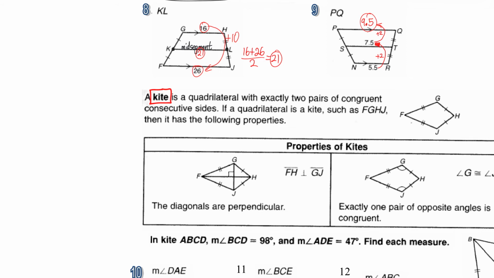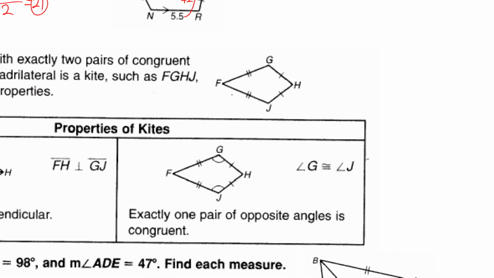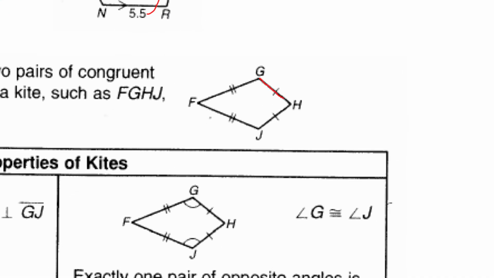So tell me what a kite is based off of what this says right here. Exactly 2. Okay, so it's a quadrilateral with exactly 2 pair of congruent consecutive sides. So what that means is you're going to have this side and this side, that means consecutive, next to each other, where these two are congruent. And then you're going to have this and this side that are congruent to each other. And the first set of sides is not congruent to the second set.